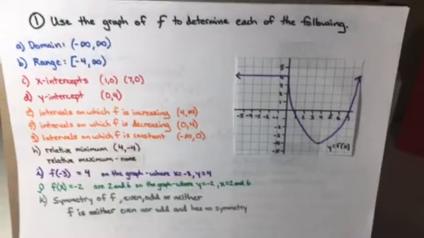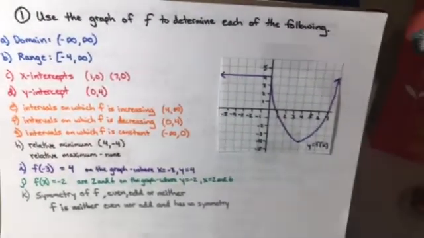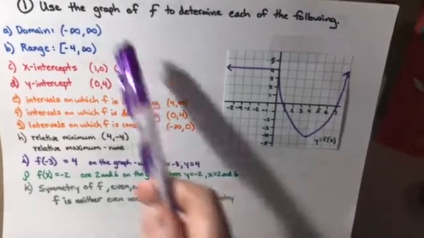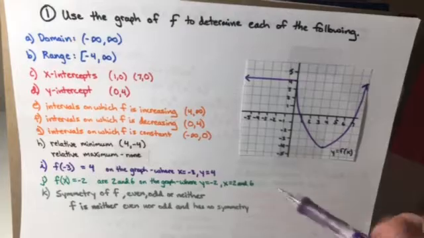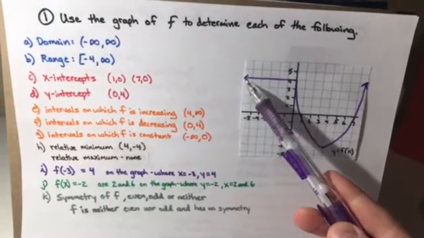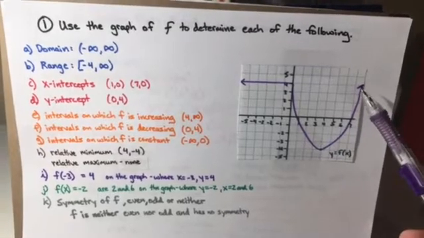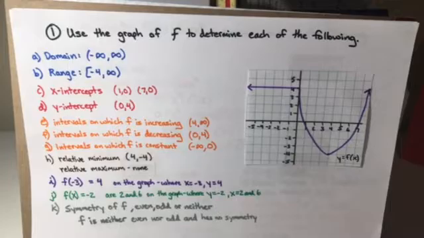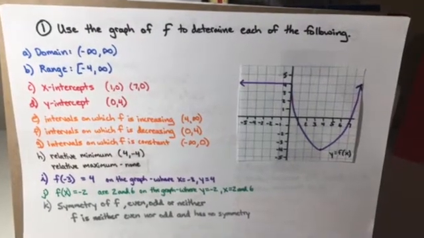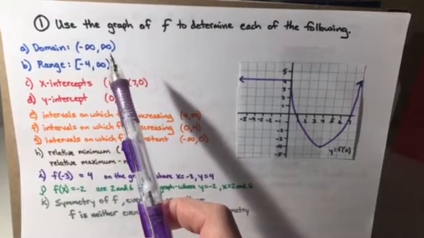So for the first example, we use the graph of f to determine each of the following. So I've put it all on here and we can talk about it. So the domain for this graph would be from negative infinity to infinity because it goes from the left forever and all the way over and to the right forever with nothing stopping the graph. There's no points that are undefined, nothing that x cannot equal. So it's negative infinity to positive infinity for our domain.